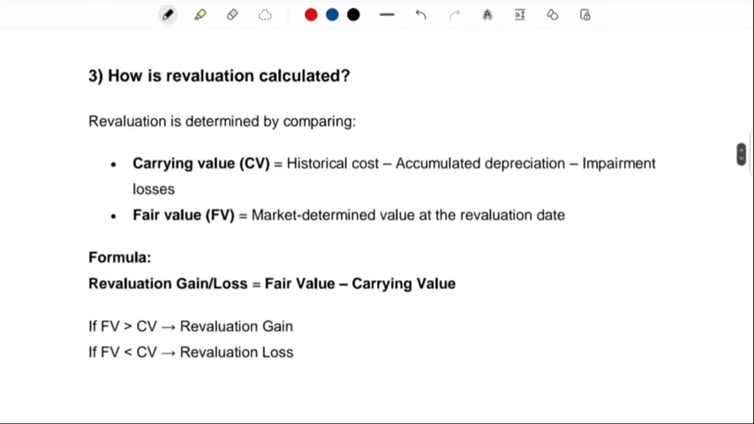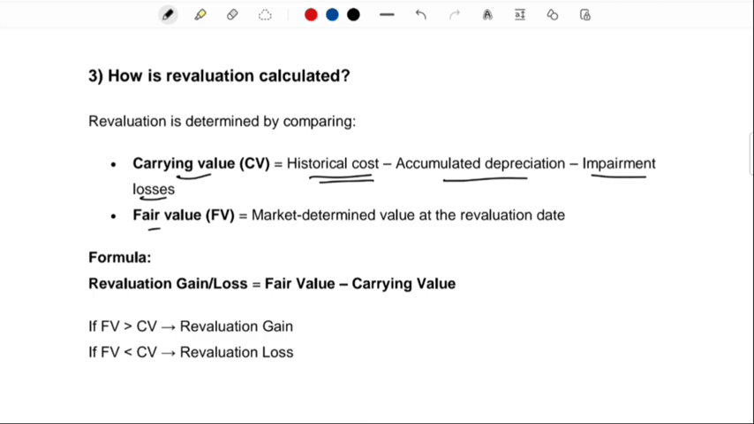Now, how is revaluation calculated? Revaluation is determined by comparing the carrying value, which is simply the historical cost, which is the initial cost, minus the accumulated depreciation minus the impairment losses. That is how you will always calculate it. And carrying value will always be calculated at the date of revaluation. So when a company decides they have to revalue the asset, you will calculate the carrying value at the date of revaluation, which means that you will account for accumulated depreciation up until that point.